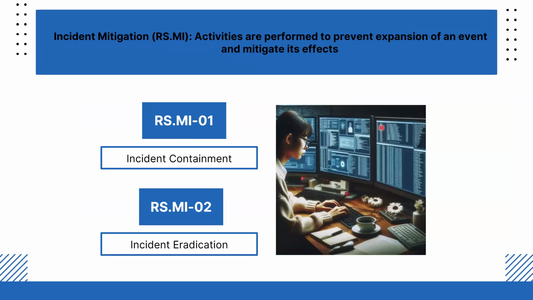And the last control is the incident mitigation. Once we've identified the root cause for the incident, we have to take steps to firstly contain the incident so that it is not spreading to other assets in the network, and we have to take steps in order to eliminate or eradicate the incident from the organization.